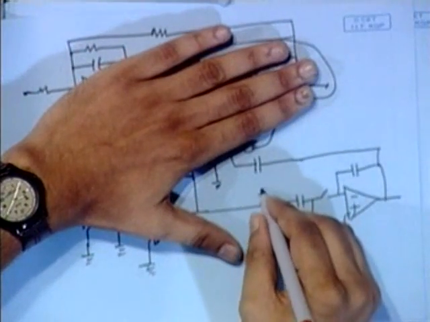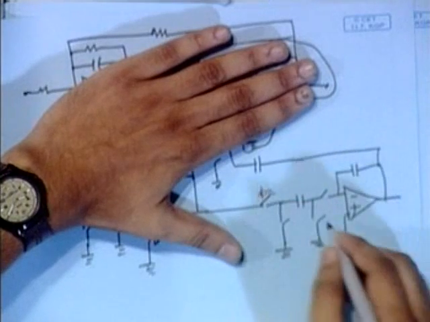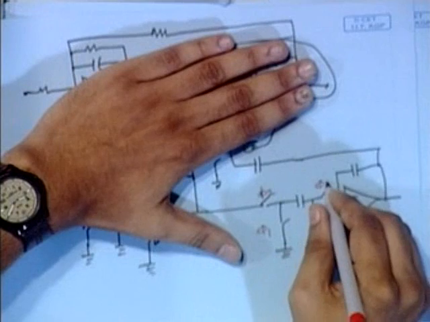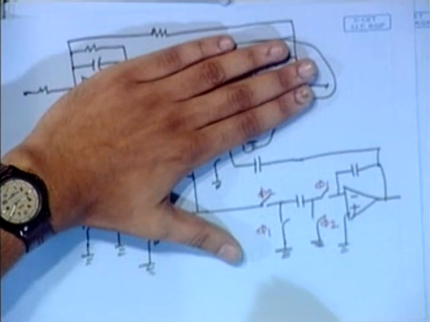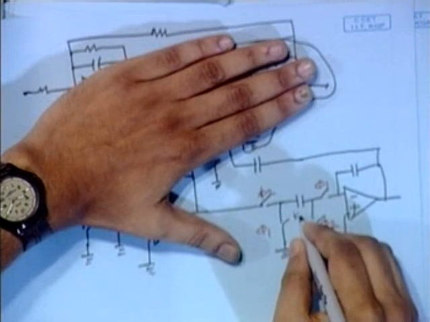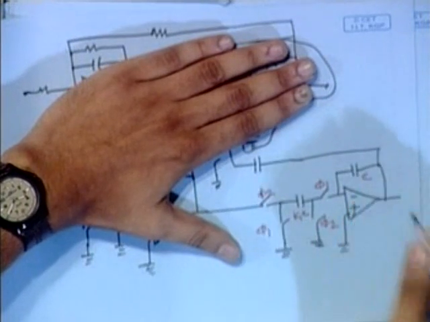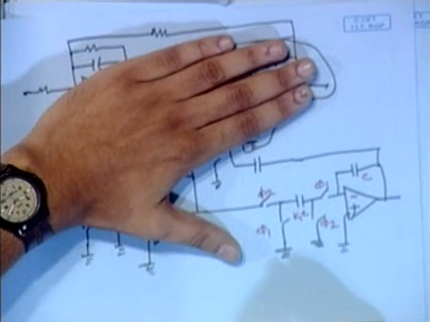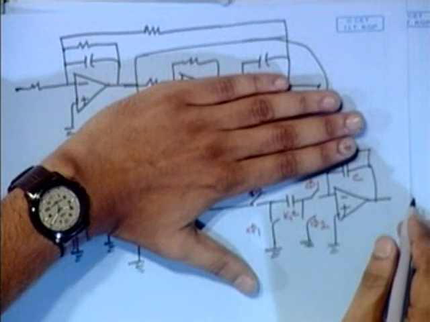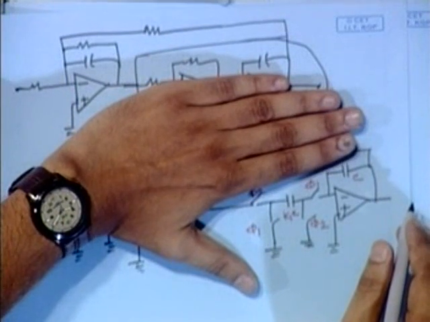For example, if this is phi 2, then this is phi 2, this is phi 1, this is phi 1. Clear? This is K1 C, this is C. Clear? The first case, is it clear? Shall I repeat?